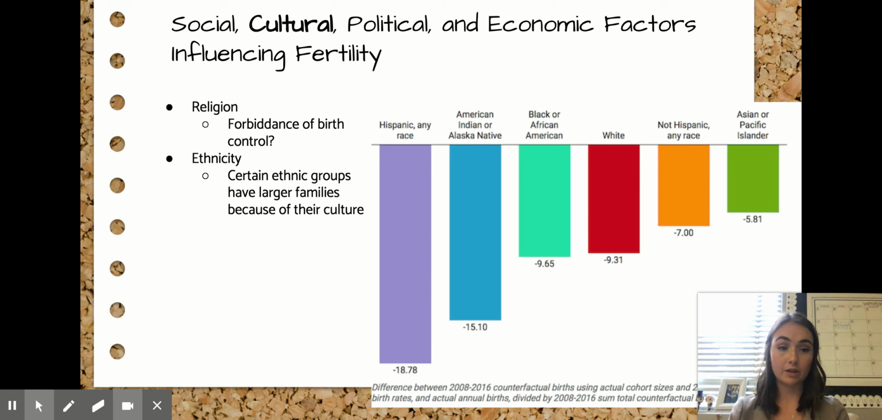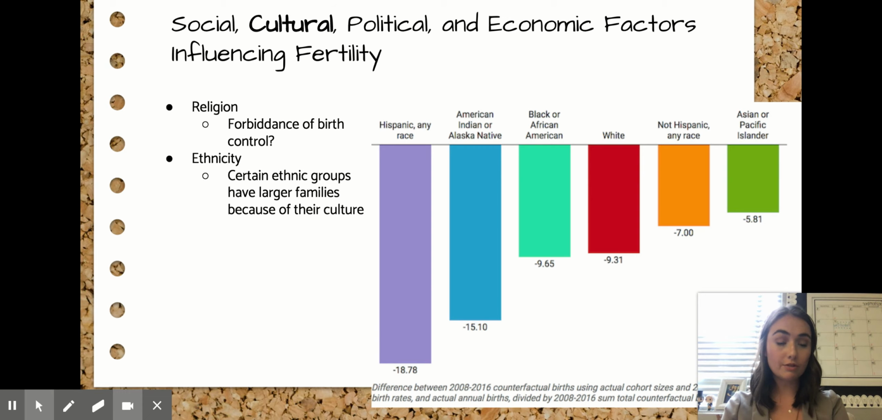Like we talked about contraceptives, there are certain religions that forbid birth control, or really look down on the idea of birth control because God should control that, man should not. Not all religions think that, some do, and so that has an effect on fertility. And then ethnicity. Certain ethnic groups have large families because their culture encourages that. That's just what their culture is. You have a lot of children, that's just what you do.